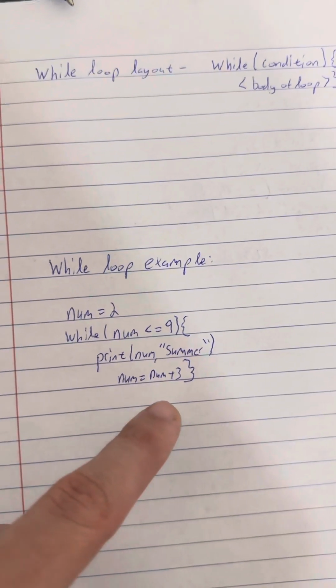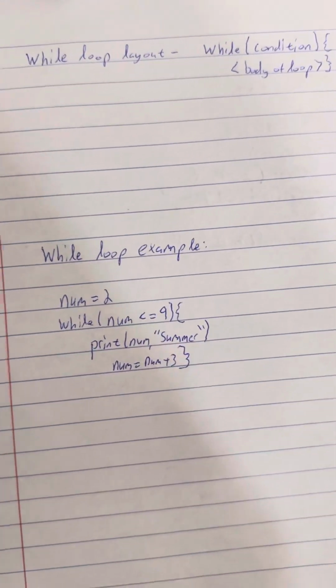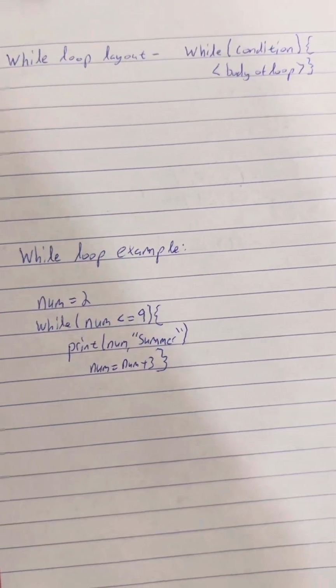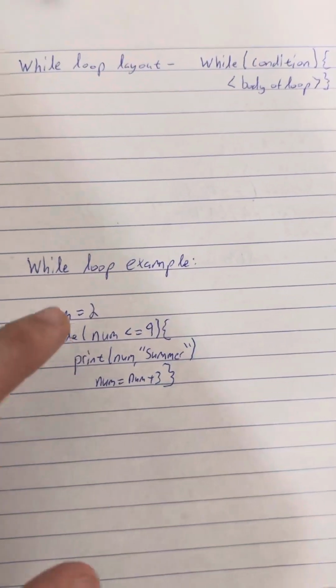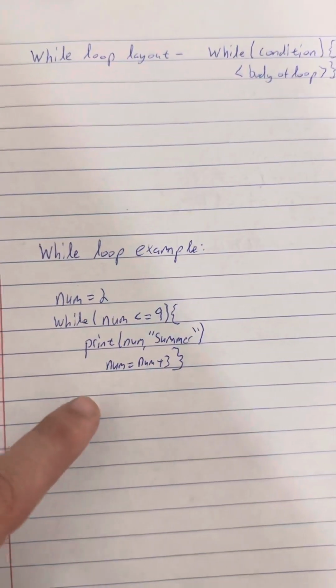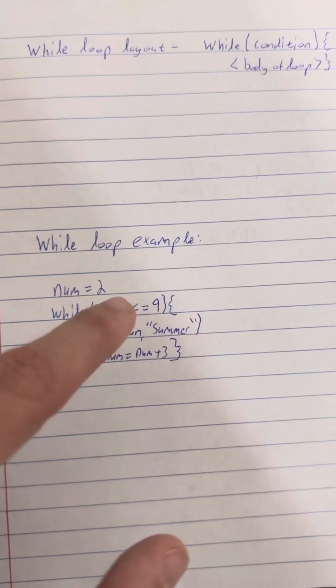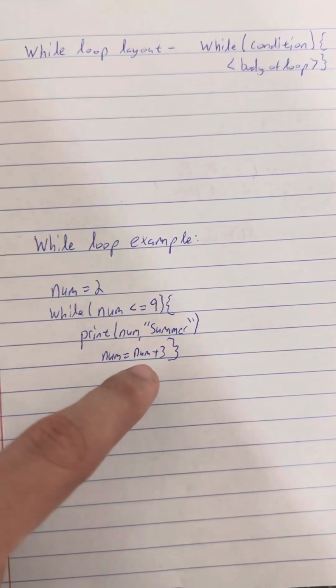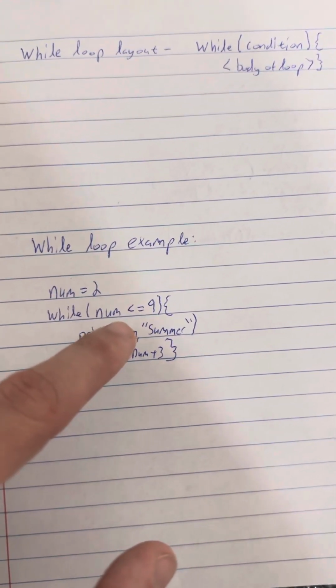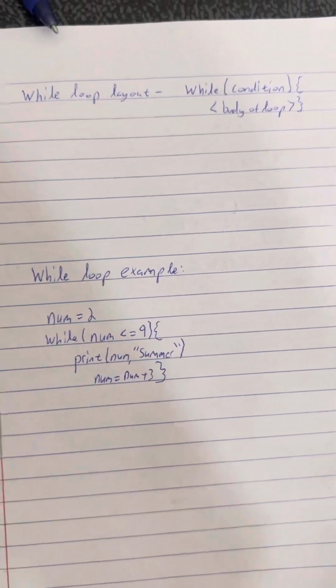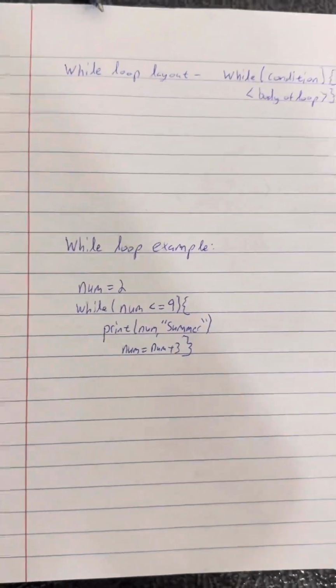Then we add 3 to it again to make it 8, and we continue doing that until it gets to 9, which just happens to be the next time. Plug it in one more time, print summer. It's going to print 3 times at this point, and then 8 plus 3 equals 11. Is 11 less than or equal to 9? That's not true, so it stops.